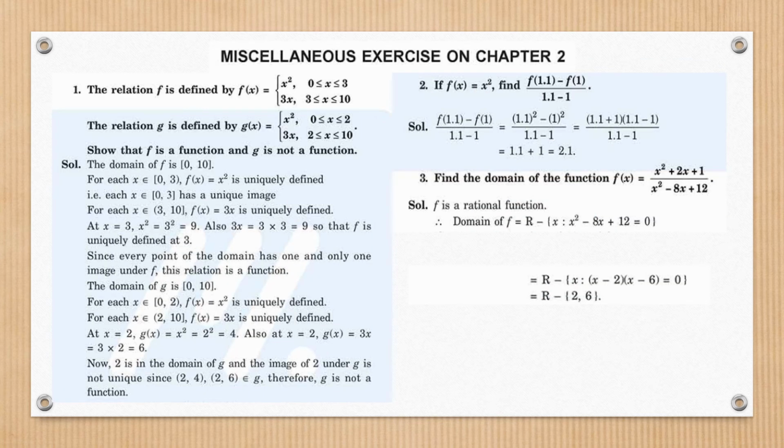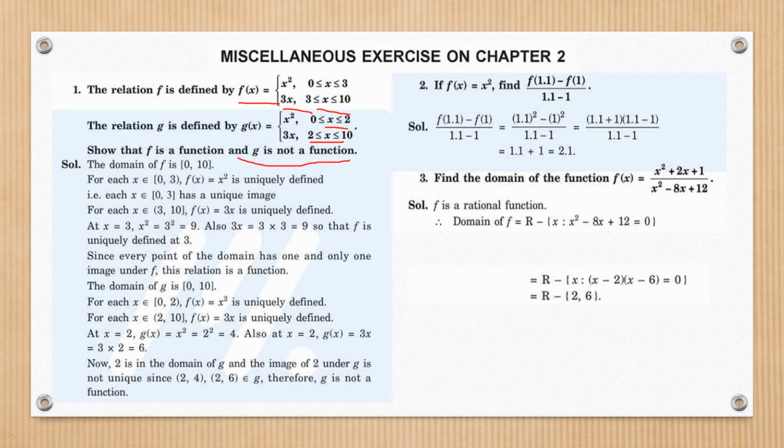Let us start with our miscellaneous exercise of chapter number 2. The relation f is defined by f(x) = x^2 when x lies between 0 and 3, and 3x when x lies between 3 and 10. And g(x) is x^2 when x lies between 0 and 2, and 3x when x lies between 2 and 10. Show that f is a function and g is not a function, right? Now we can do this question in many ways. The best way to understand is to make ordered pairs, right?